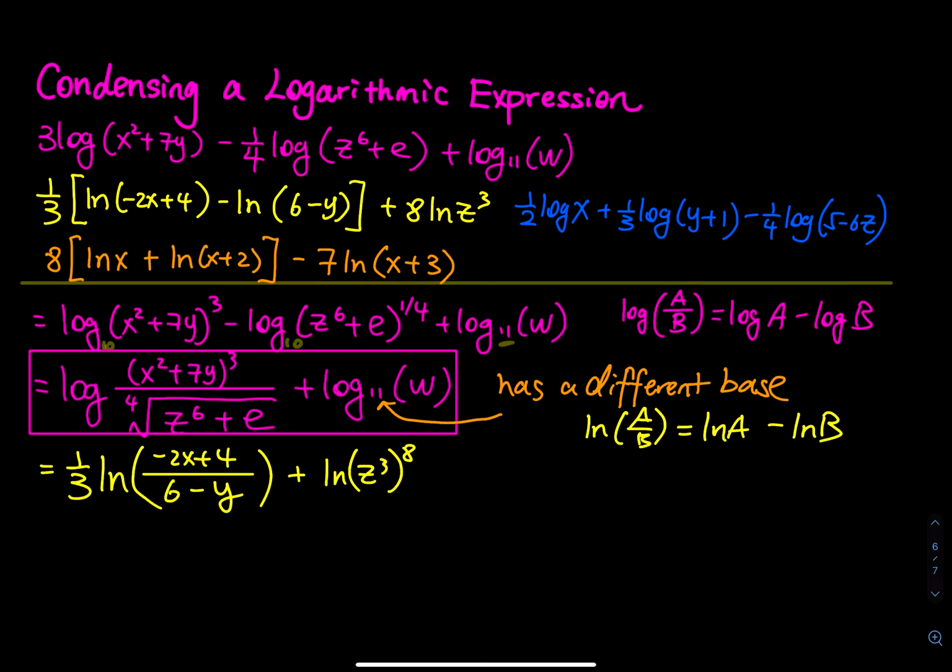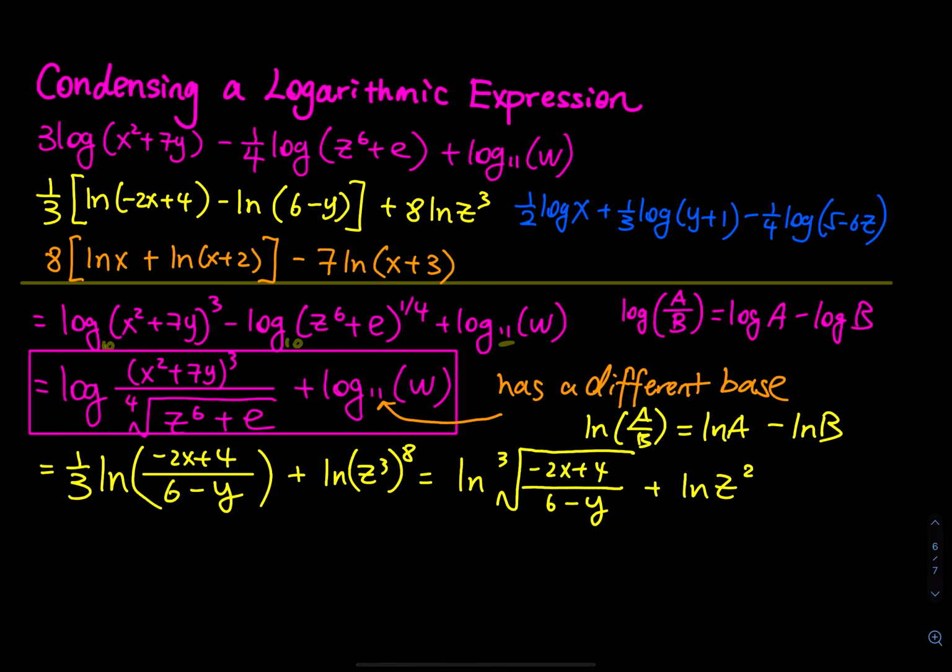So once you put it up, that becomes a cube root, right? So that becomes ln of the cube root of minus 2x plus 4 divided by 6 minus y, and then plus ln of z to the 3 times 8, which is equal to 24. And then this is a plus, so we will just multiply them. So the very final answer is that is equal to ln.